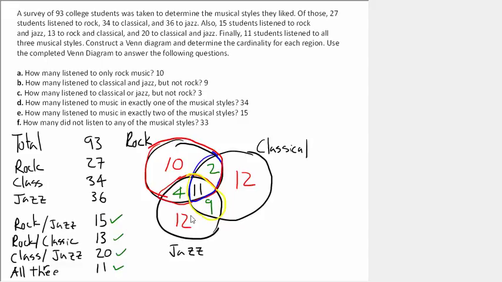What did Craig do wrong? Try it again. Let's say that's 20, 32, 36. I just added wrong. I got 36 there. That's what I wanted. Over in classical, I got 20, 32, 34. Yep. And up in rock, I've got 11, 21, 22, 23, 27. Sure enough, I've now filled out the cardinality of my Venn diagram.